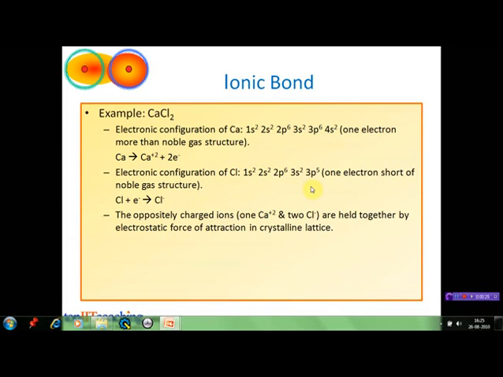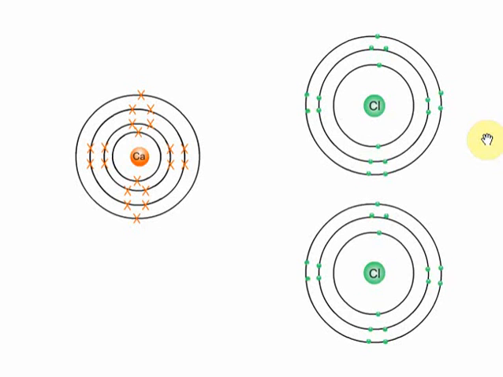Whereas chlorine atom, as we have already discussed, is 1 electron short to attain noble gas structure. So calcium atom loses its 2 electrons, and each of the 2 chlorine atoms accepts 1 electron to form 2 chloride ions. Now these oppositely charged ions, that is 1 bivalent calcium ion and 2 chloride ions, are held together by electrostatic force of attraction in a crystalline lattice.